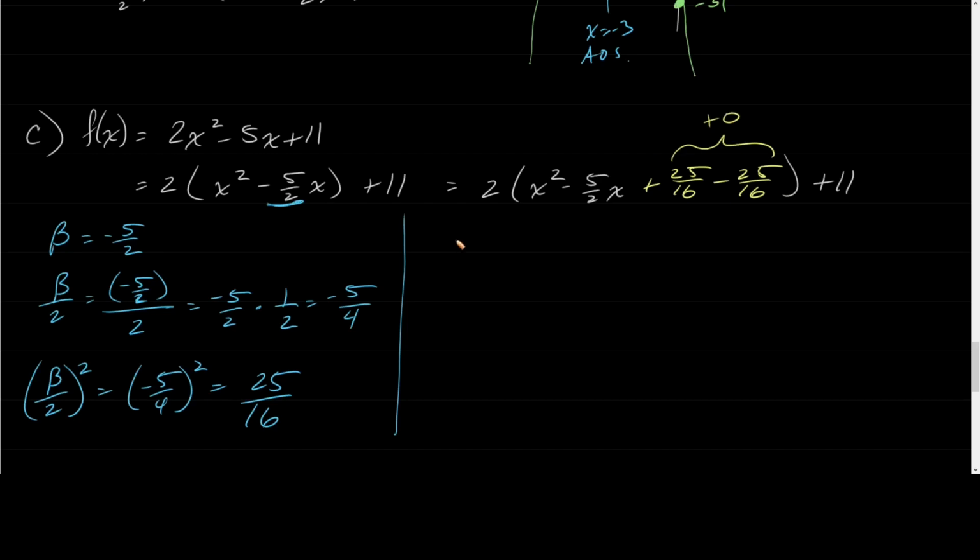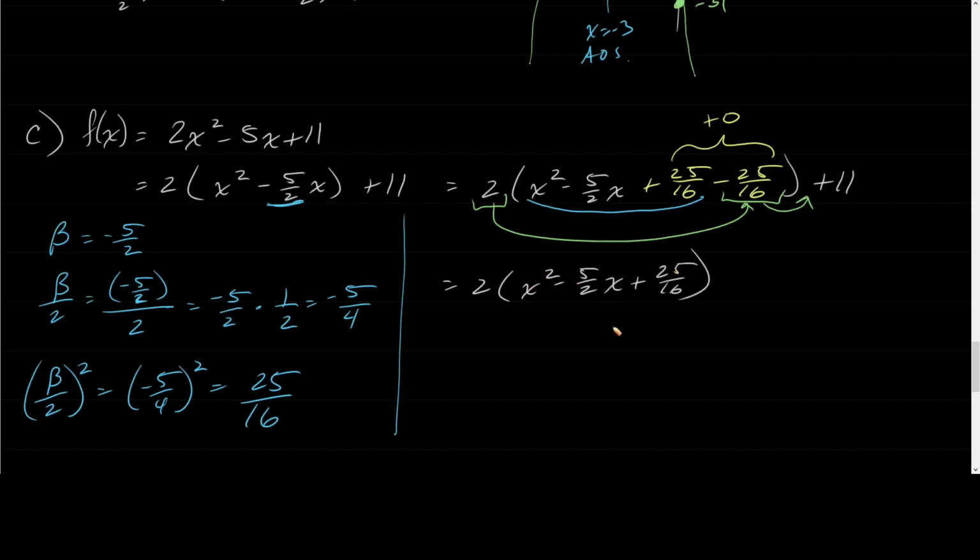So at that point, we're going to say, well, what we really want to do is group these first 3. But to do that, we need to make sure that we distribute this 2 to that -25/16 so that I can take that outside of the parentheses. All right. So that gives us now 2 times x squared minus 5/2 x plus 25/16, and then minus, right, because 2 times that is going to be -25/8, the 2 and the 16 reduced to 8, plus 11.